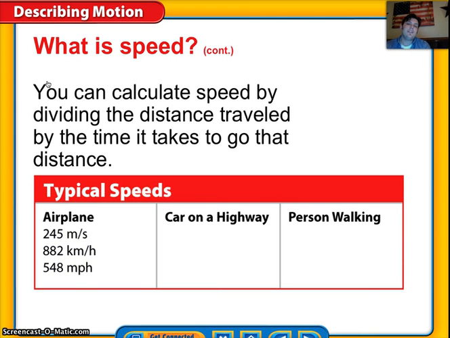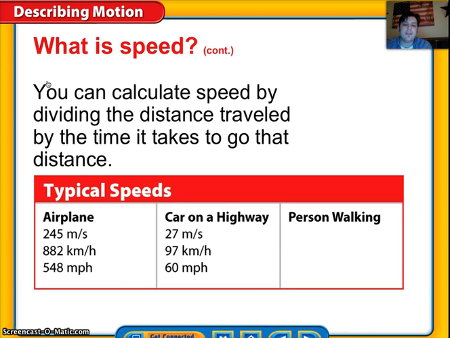Let's look at a couple of the common things. Airplane. A lot of us have been in an airplane. Many airplanes go about 245 meters per second. Equivalent number is 882 kilometers per hour, or about 548 miles per hour. Planes are pretty fast. Now, if you slow it down to something else, a lot of us have been in a car, of course. Those go 27 meters per second, 97 kilometers per hour, or 60 miles per hour.